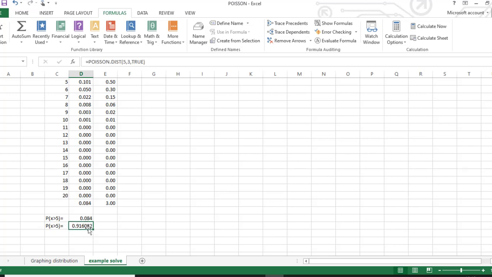The reason is that the cumulative distribution function gives us the cumulative probability to the left of the curve. Okay, so this gives us the value that x is less than or equal to 5. So we need to subtract it from the total probability, that is 1, and we would get the value of 0.084. Okay, so this is another method of calculating the probability.